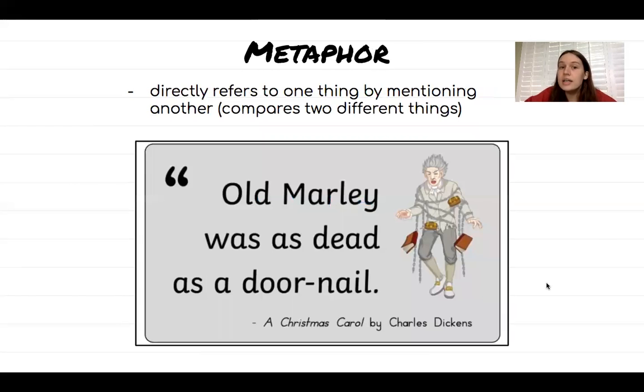A metaphor is a term that directly refers to one thing by mentioning another. So it compares two things. A metaphor is similar to a simile. The difference is the metaphor does not use the word like or as. An example is from A Christmas Carol by Charles Dickens: "Old Marley was as dead as a doornail."